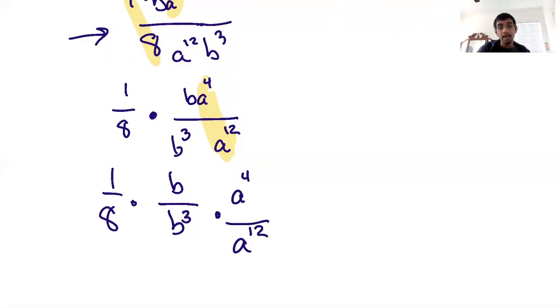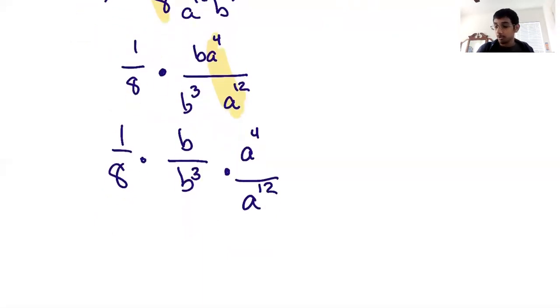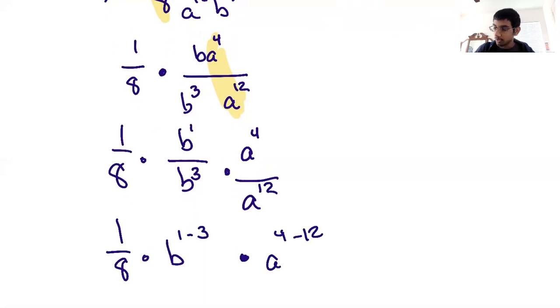So now what do we do? Now we're going to do our quotient rules with each of these individualized fractions that I've put together. So we have the 1/8, right? Multiplied times b divided by b cubed, which is the same as b to the 1 minus 3, multiplied times a to the fourth minus 12, because we're subtracting these exponents as well.